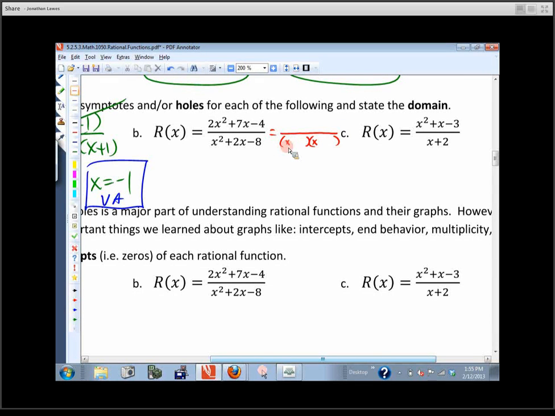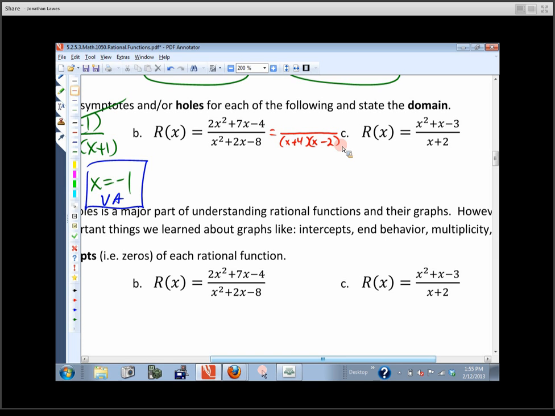Numbers that multiply to be negative 8 that combine to be positive 2. Positive 4 and negative 2. And then I need to look at the top. I need to factor that. I can figure out the domain with what I've got written, but I do need to factor that there.